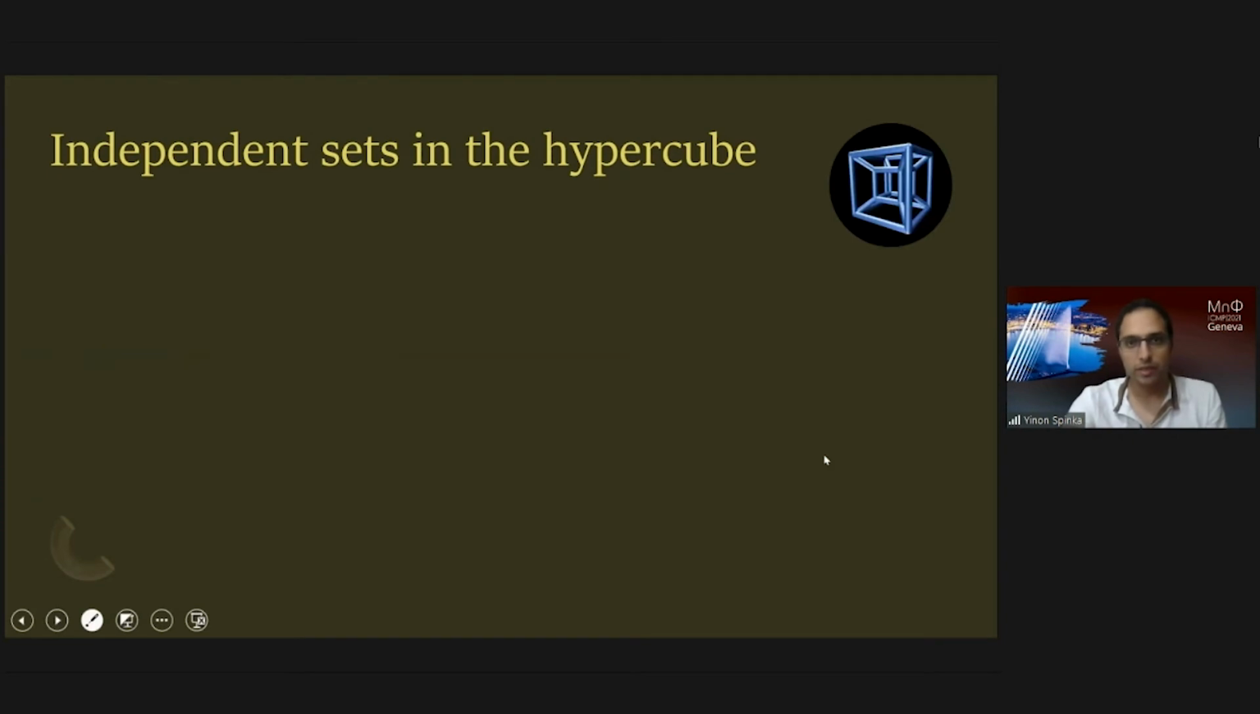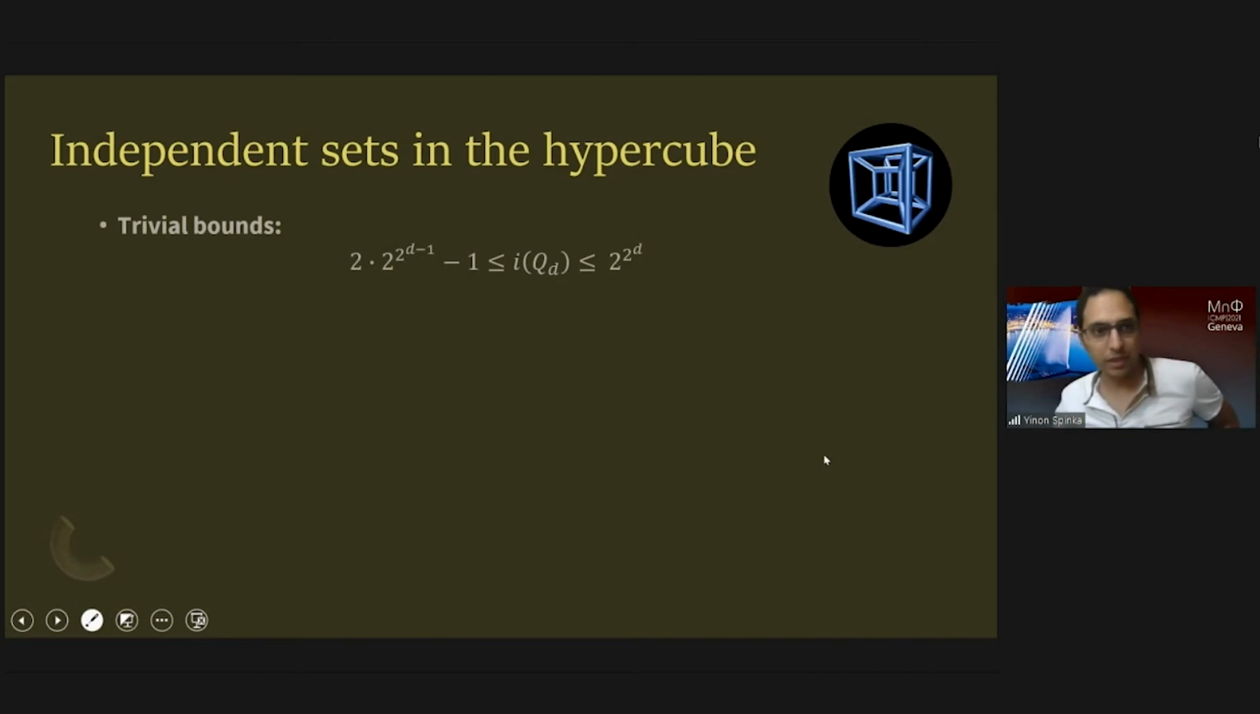And here the story begins. Well, let's first begin perhaps with some simple observations. So some trivial bounds. Well, the very trivial upper bound is just 2^(2^d), which is just all the subsets of the hypercube. So the hypercube contains 2^d many vertices, and these are all the subsets. Of course, that's an upper bound on the number of independent sets.